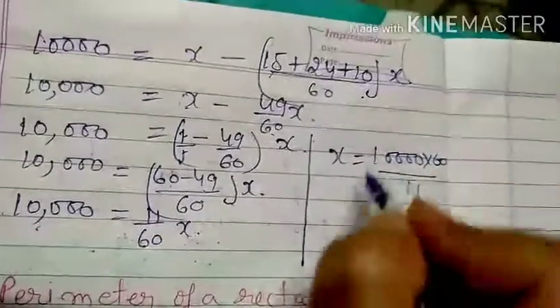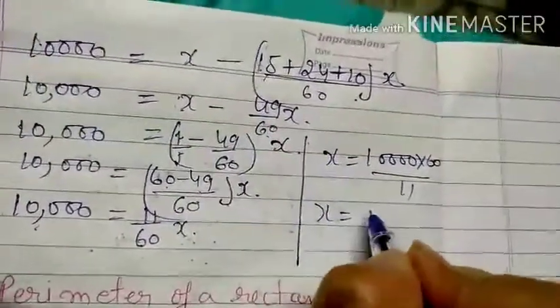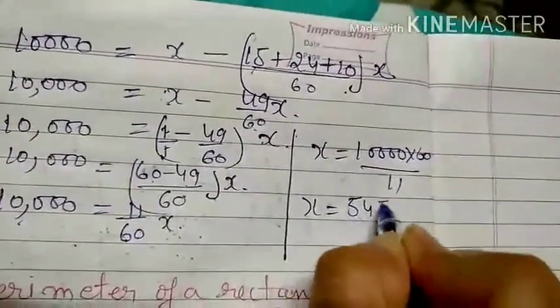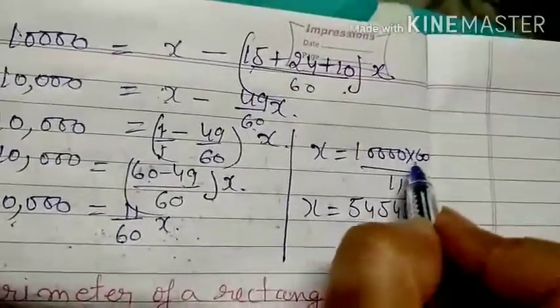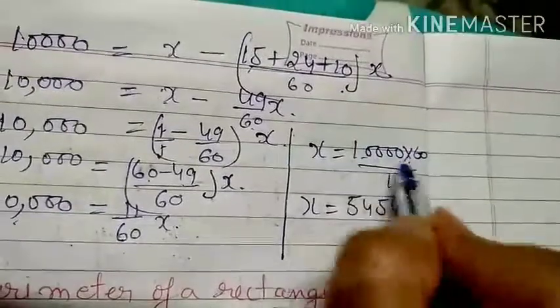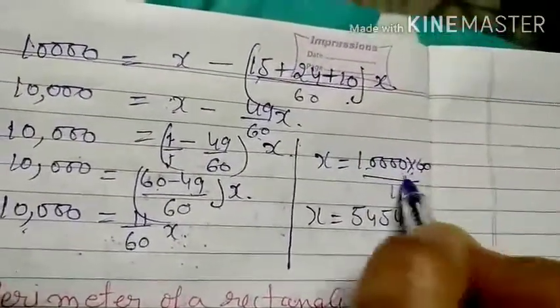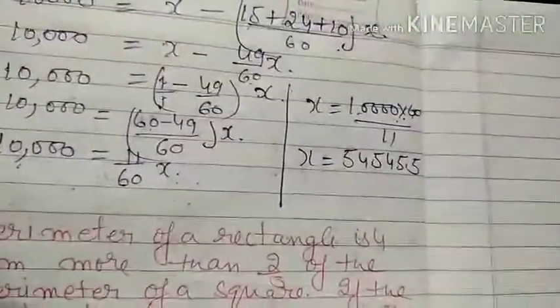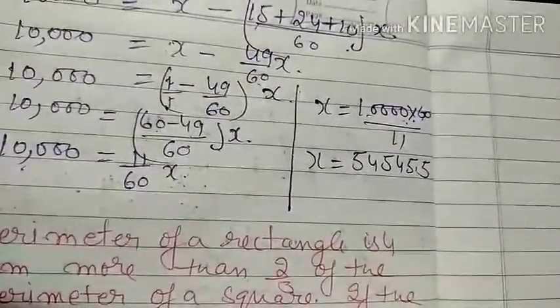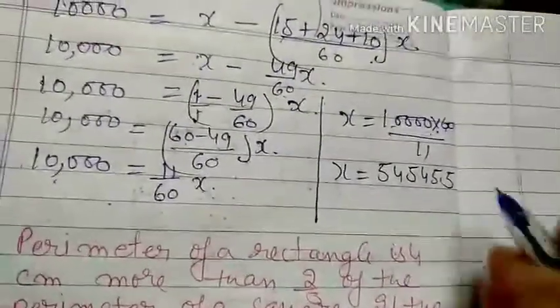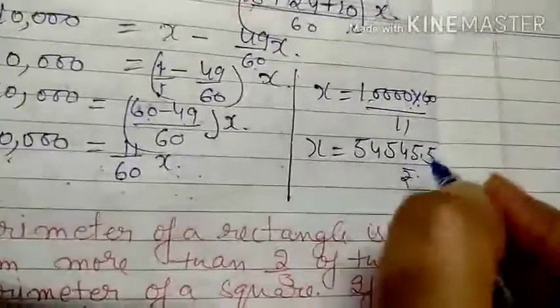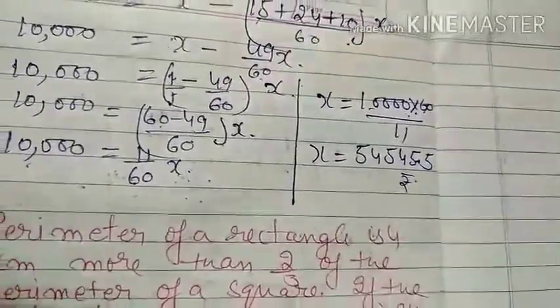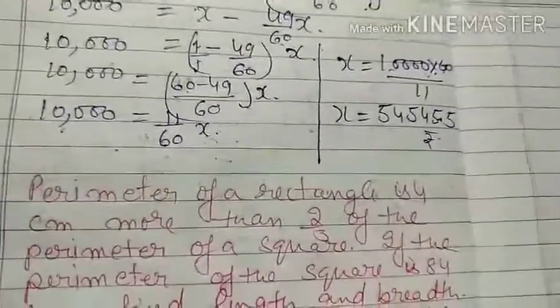Okay, when you divide this one, you will get the answer 5454.5, because above will be 6 lakh. When you multiply 10,000 by 60, that becomes 6 lakh. 6 lakh divided by 11 gives you 5454.5 rupees. So that is considered as Anil's monthly salary.